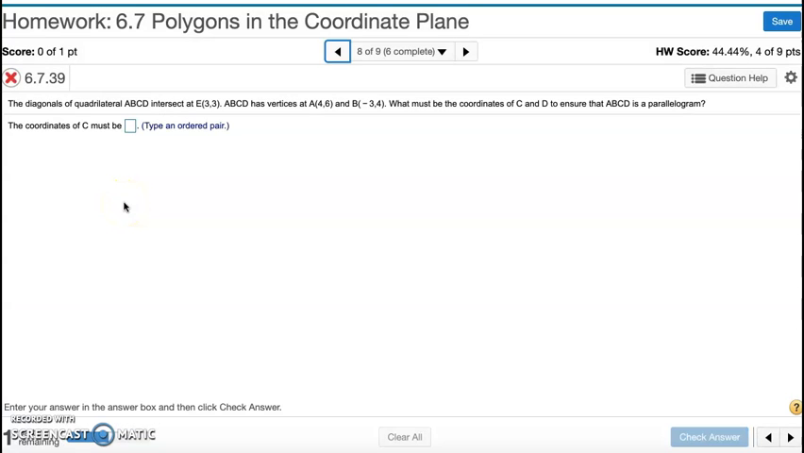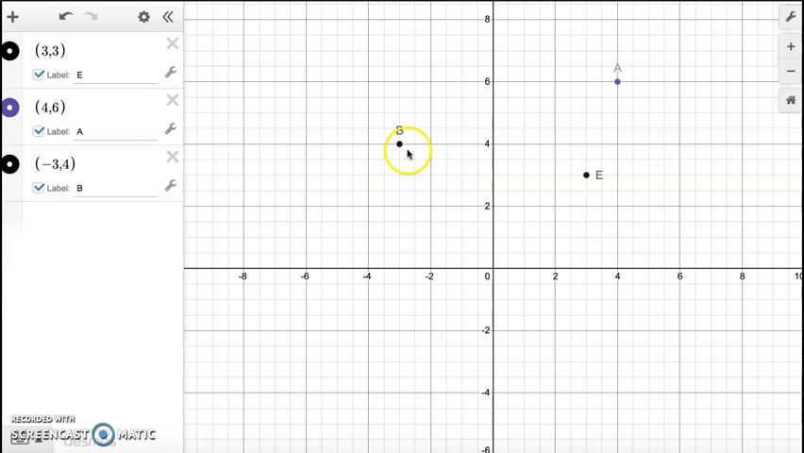Number 8, the diagonals of quadrilateral A, B, C, and D intersect at E. A, B, C, D has vertices at A and B. What must the coordinates of C and D be to ensure that A, B, C, D is a parallelogram? So let's go to Desmos and graph these. So here's A and B, and then there's E in the middle.